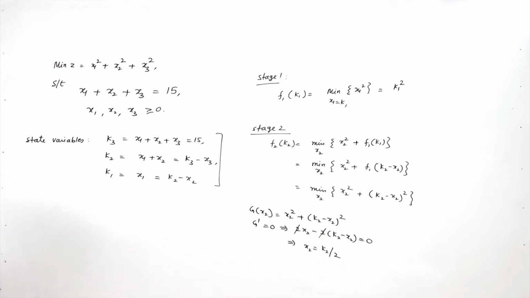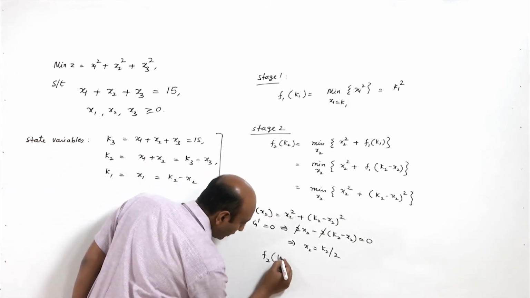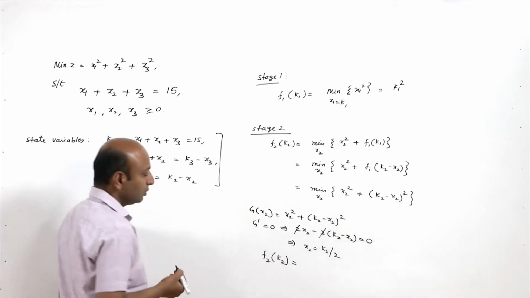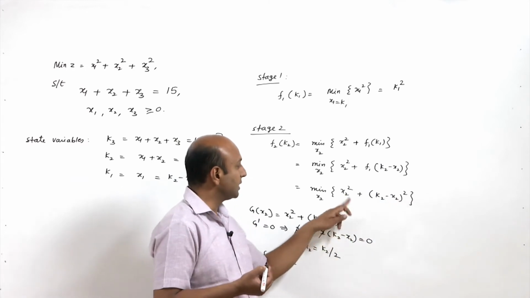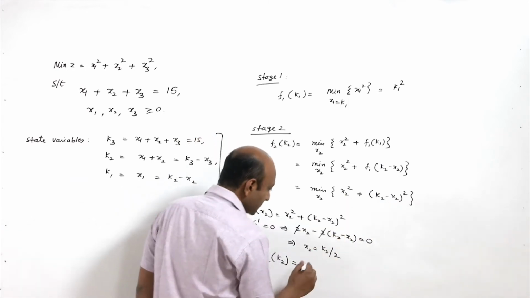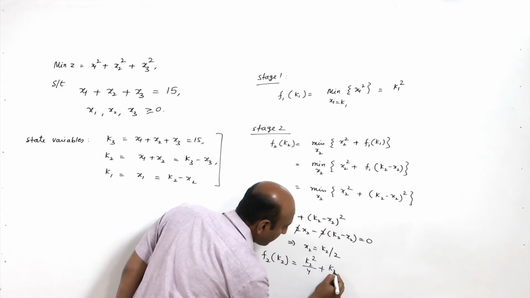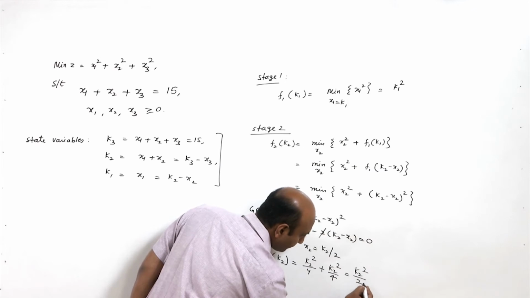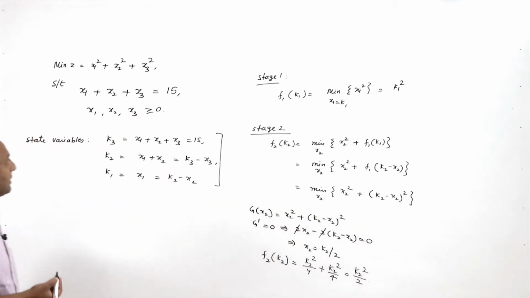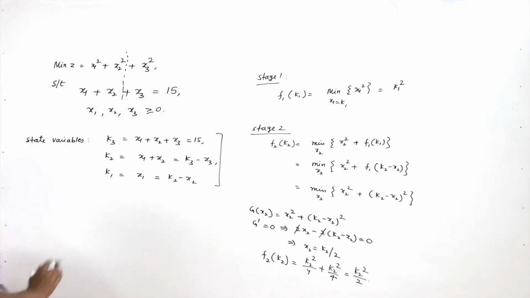And what will be f2 k2? You simply substitute x2 equals k2 by 2 here. So it is k2 square by 4 plus k2 square by 4, which is k2 square by 2. So up to this stage we have found the minimum value of this function.